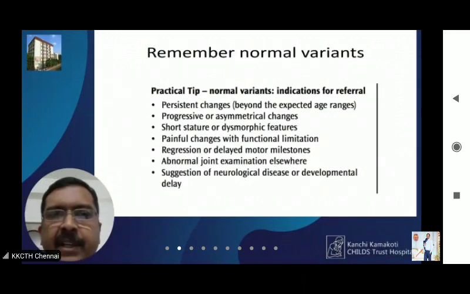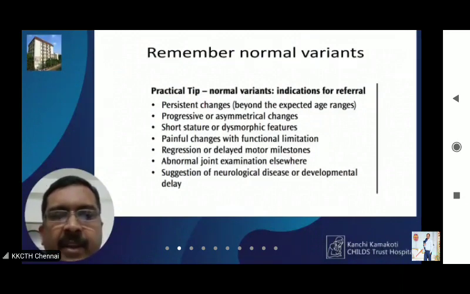And in pediatrics particularly, you need to remember what the normal variants are. So, for example, in young children, tiptoe walking or walking on the heels may be normal until a certain age. The presence of hypermobility is, for example, normal until about 5 years of age. And also look for any dysmorphic features or short stature, which may point to an underlying storage disorder. And look for evidence of motor regression or delayed motor milestones.